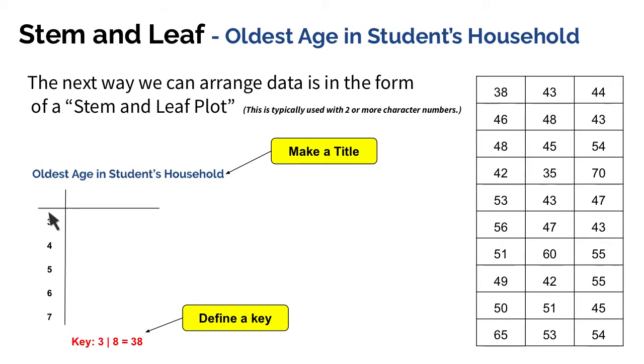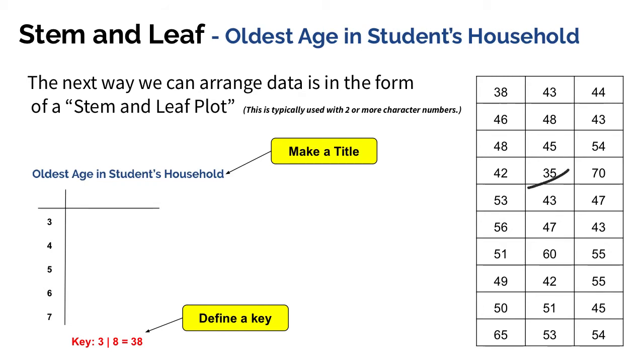So this first row is going to represent people in their 30s, the second row is going to represent people in their 40s, then 50s, 60s, and 70s. What I'm going to do next is just go through my data that I have over here to the side, and I'm going to start to fill in the numbers that I have for my leaves. So the youngest age that I see here is 35.